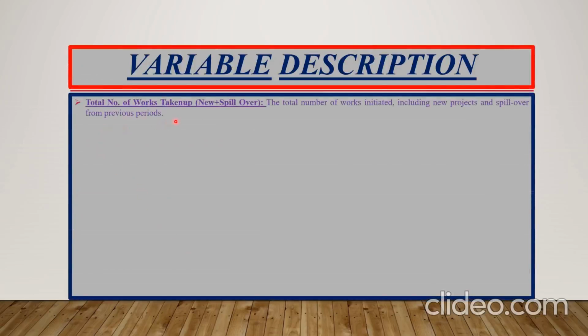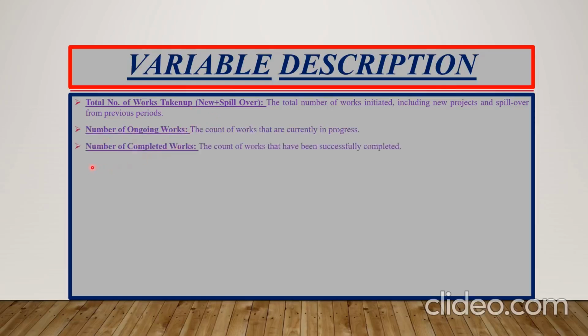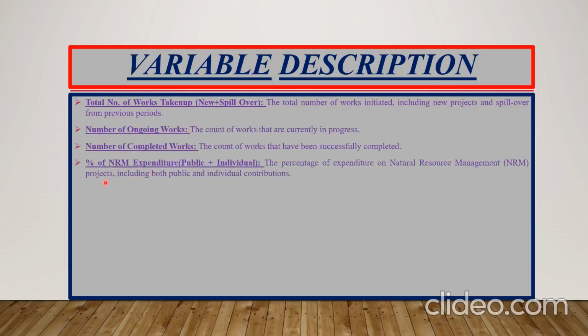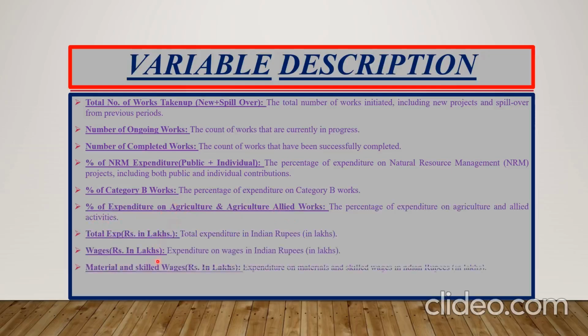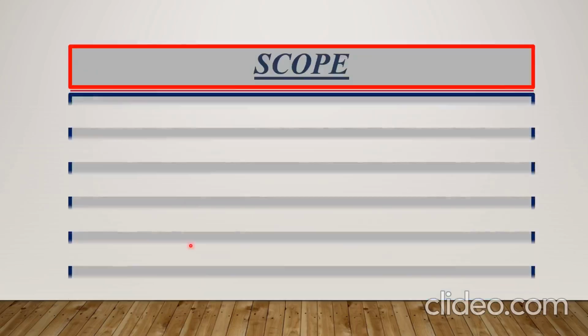total number of works taken up, number of ongoing works, number of completed works, percent of NRM expenditure, percent of category B works, percent of expenditure on agriculture and agriculture allied works, total expenditure in lakhs, wages in lakhs, material and skilled wages in lakhs, total ADM expenditure in lakhs.